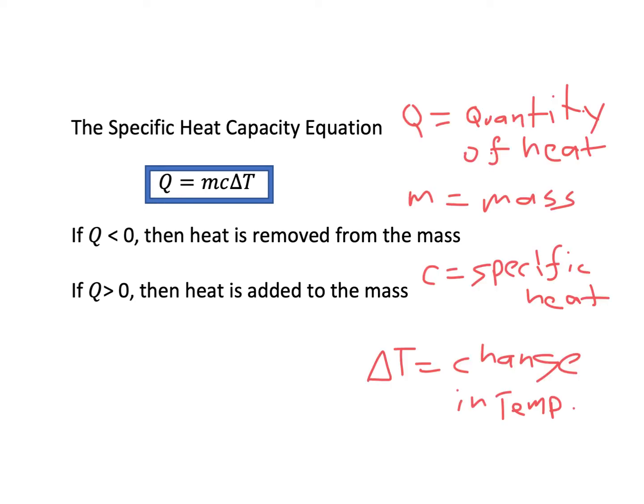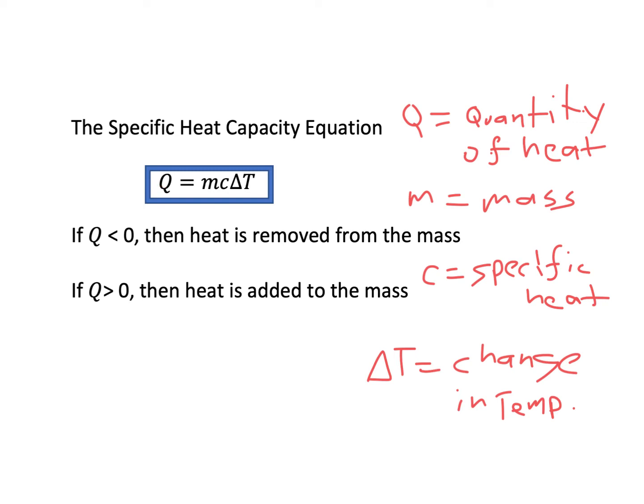So I've written out what all of these are. The Q stands for the quantity of heat. Now, what does that mean, quantity of heat? It's the quantity of heat transferred from one body to another body. That could be the apple pie to your mouth. It could be the oven to the apple pie. There's a transfer of heat from one body to another body, and that's the Q.